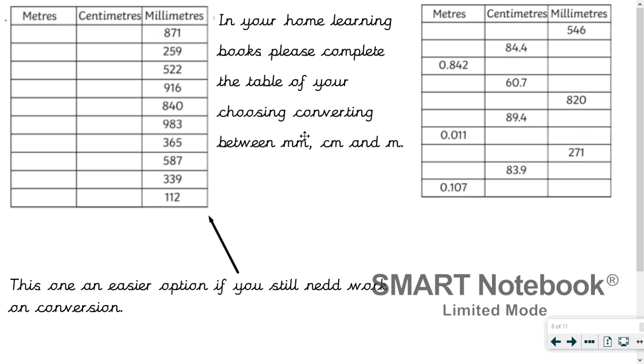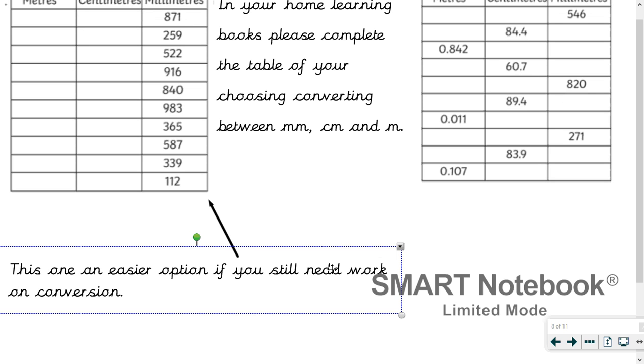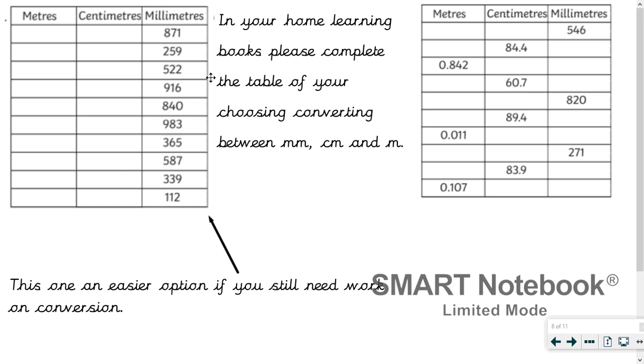The one on the left is slightly an easier option. If you still think we need some work on conversion, you found those examples a little tricky, start here. So millimetres, think about it. To get to centimetres, what did we say? We divide by 10. And then to get from the centimetres to metres, we divide by 100. Divide by 10, then divide this number by 100. It's the same every time.